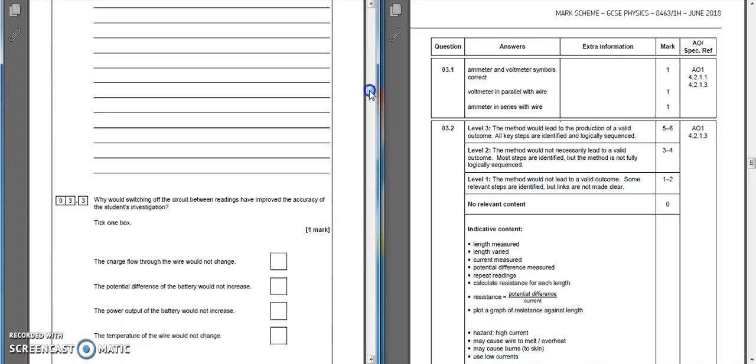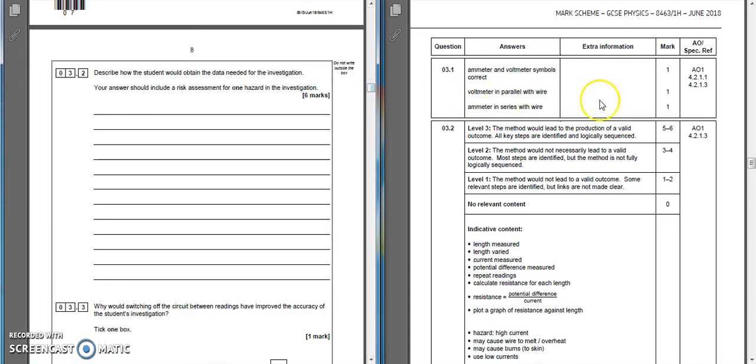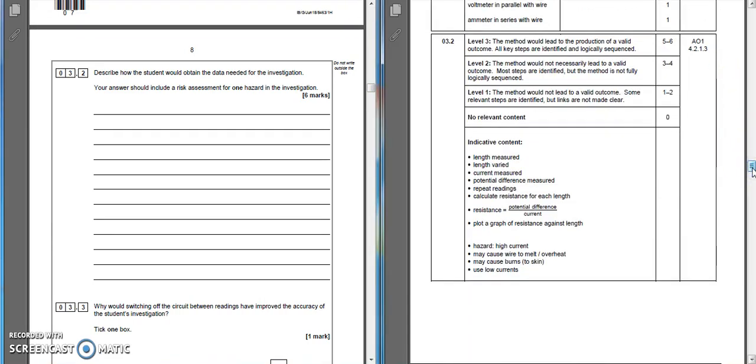On to the 6 mark question. We're looking at how we'd use that equipment to carry out the investigation. Have a quick look at the mark scheme over here on the right for some of the key points that I'm talking about. The first thing we need to do is measure the length of the wire, and then we'd need to vary the length of it. The picture shows you can vary the length by just moving the crocodile clips further along the wire to make the wire that the electricity is running through longer. And that measurement would need to be recorded in a suitable table.